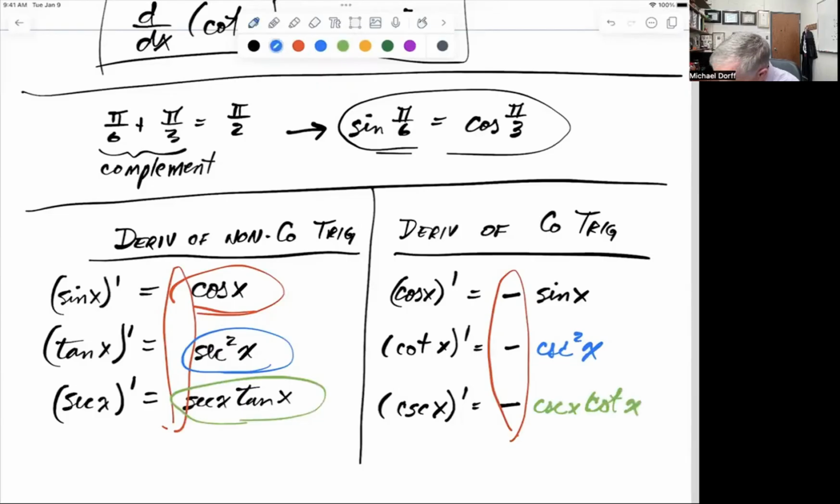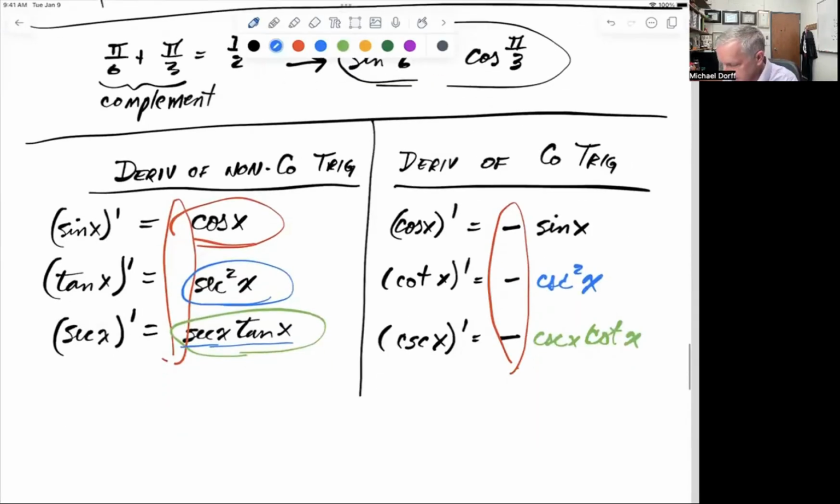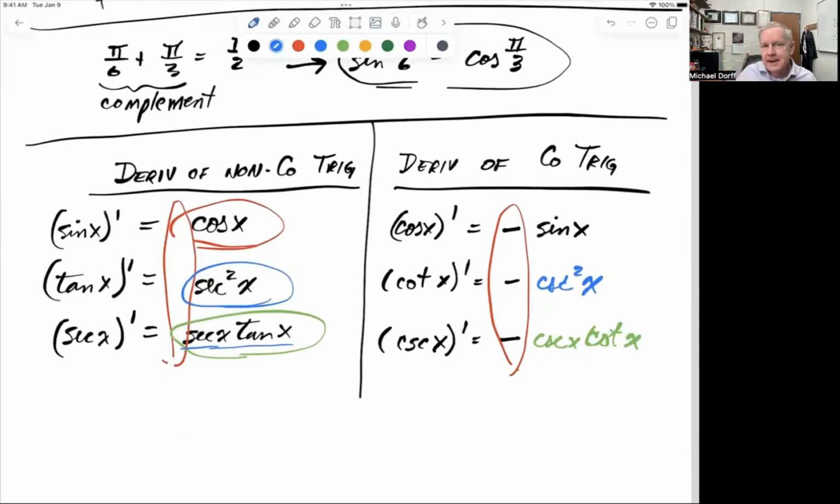So whatever I had over here, I take the co of it. Whatever's on the left side for the derivative, I take the co of it, and that's what goes on the right side, and I put a negative in front of it. I think that's really cool. Everything that has a non-co trig function has a positive derivative. And if I memorize those three, then I can find the derivatives of the co-trig functions by putting a negative in front of the equivalent part and taking the co of what I had for the non-co.